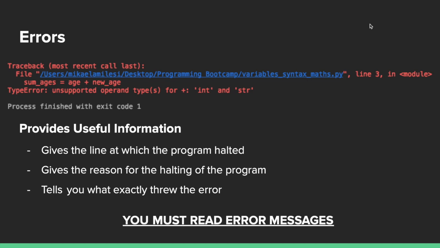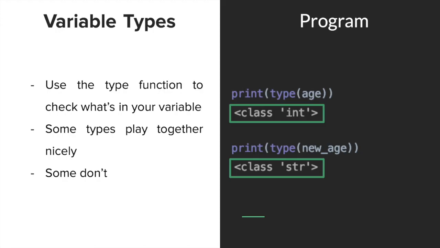Python errors are very simple to read. They give you on-point error information which will help you solve the errors. It also gives you the line number, the reason, and tells you what exactly threw the error, so you must read the error messages. There are many variable types.